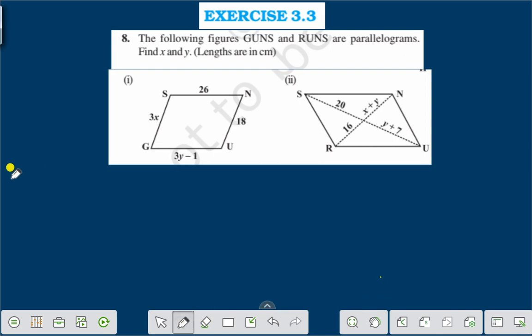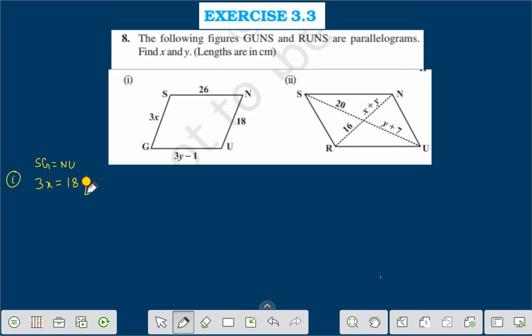In figure 1 you see here, it is given as 26 SN and GU is equal to 3y minus 1. GS is 3x and NU is 18. We can write 3x is equal to 18 because SG is equal to NU.